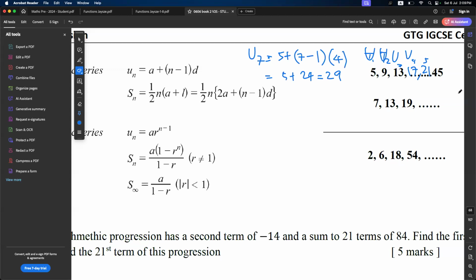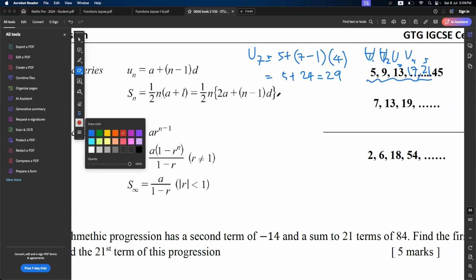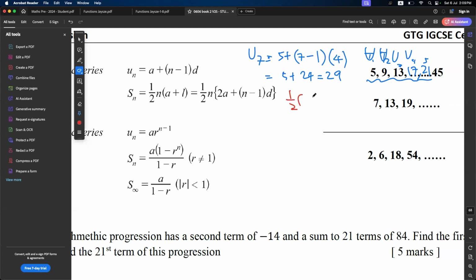Okay, makes sense, right? Then, let's say I have 5, 9, 13, 17, 21, and I want to find the sum of it. The sum, using this formula, is 1 over 2 times the number of terms. I want to find the sum of 5 numbers, so it's 5 times 2 times A, which is 5 again, plus N, which is 5 minus 1 times D. Okay? Then calculating this, I would have 10 plus 16, 26 times 2.5.